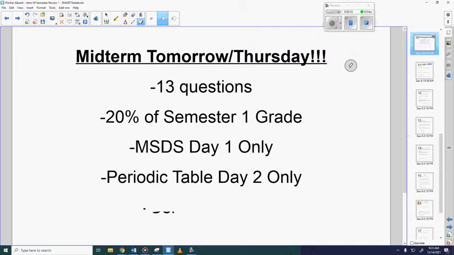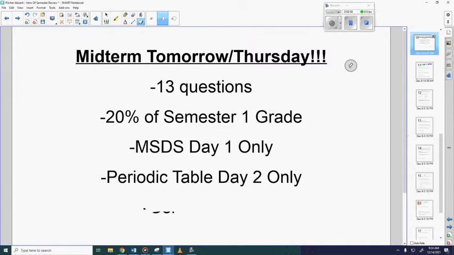Any question that will require you to use a periodic table, thank you so much, could be stuff like protons, neutrons, electrons. You can't do that without the periodic table. Names of compounds or formulas, can't do that without the periodic table. So all those you know for a fact will be on day two. Does that kind of make sense?